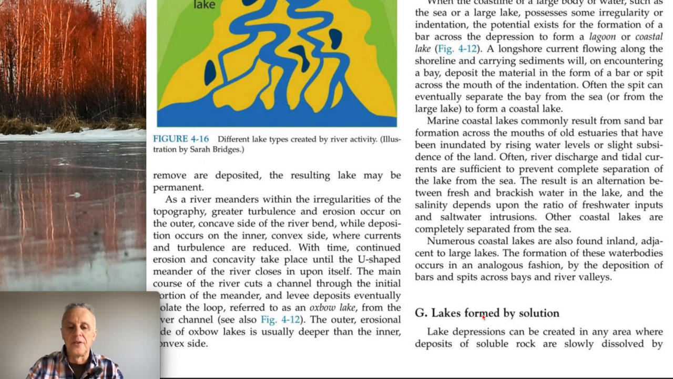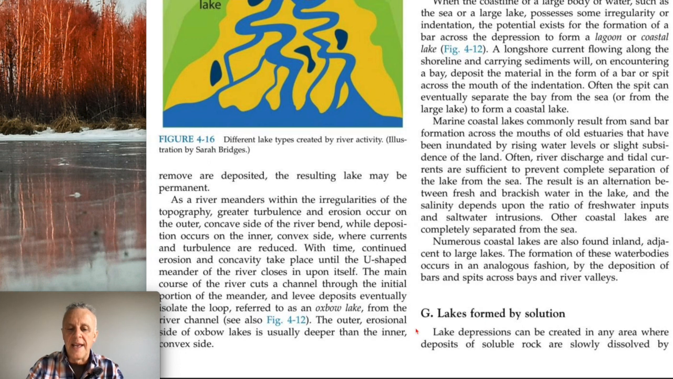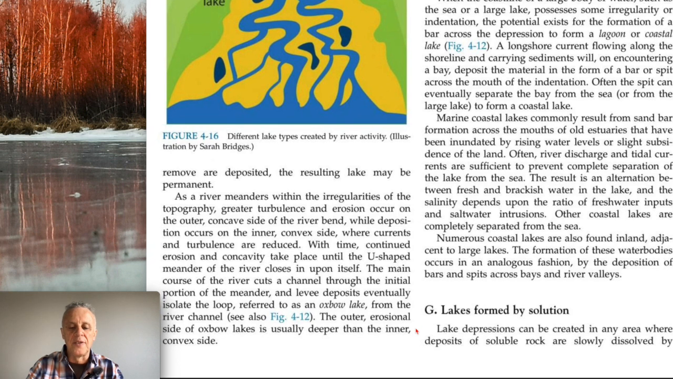As a river meanders within the irregularities of the topography, greater turbulence and erosion occur on the outer concave side of the river bend, while deposition occurs on the inner convex side, where currents and turbulence are reduced. With time, continued erosion and concavity take place until the U-shaped meander of the river closes in upon itself. The main course of the river cuts a channel through the initial portion of the meander, and levee deposits eventually isolate the loop, referred to as an oxbow lake, from the river channel.